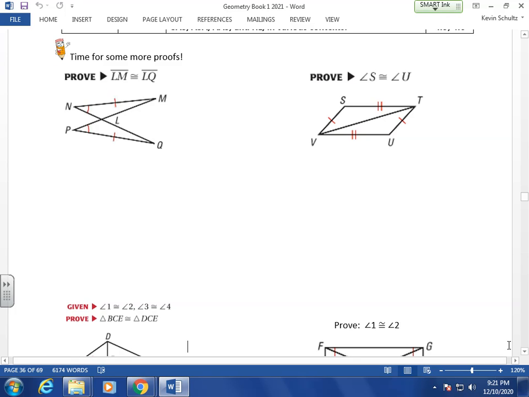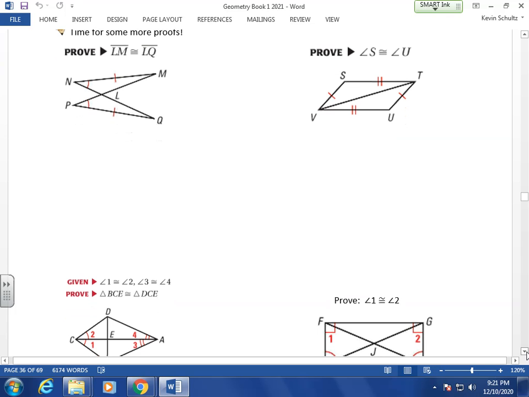We really only have 5 options that we can use to prove the triangles are congruent. And they are side-side-side, side-angle-side, angle-side-angle, angle-angle-side, and HL.